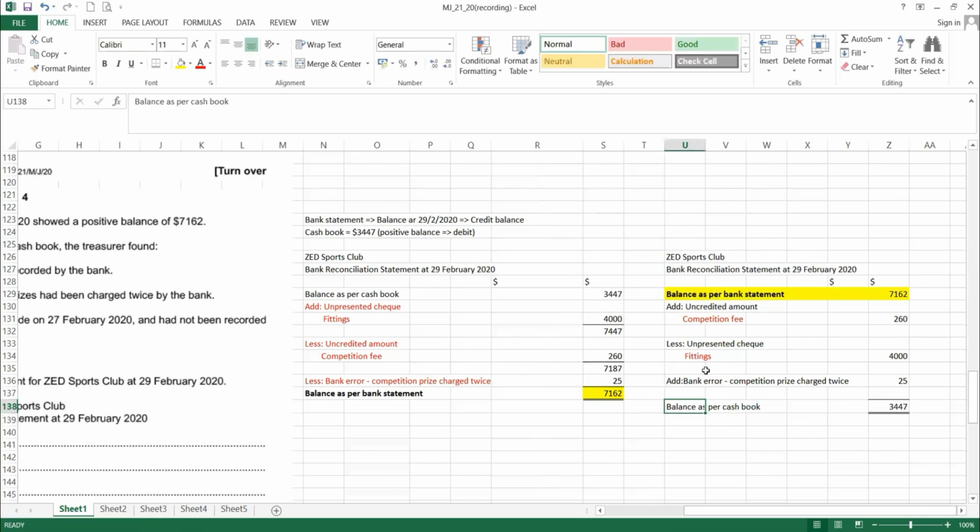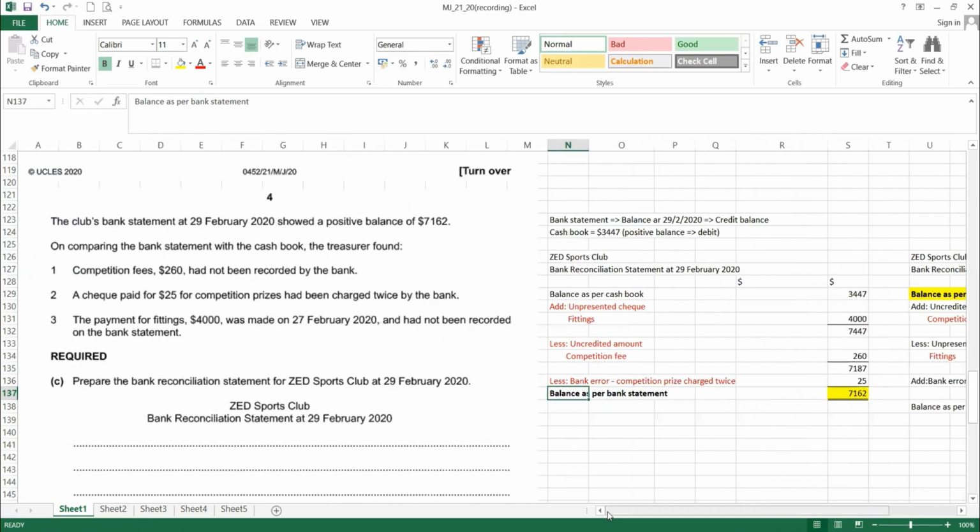point of view to do the adjustment. From the bank statement, we start and do adjustment, but stand from the cash book point of view to look into the transaction. Whereas if here we start from the cash book, actually we stand from the bank statement point of view to look into the transaction. So that is about the bank reconciliation statement. Must be clear with the transaction, what is the information given, whether it's unpresented check, uncredited amount, or the bank error.